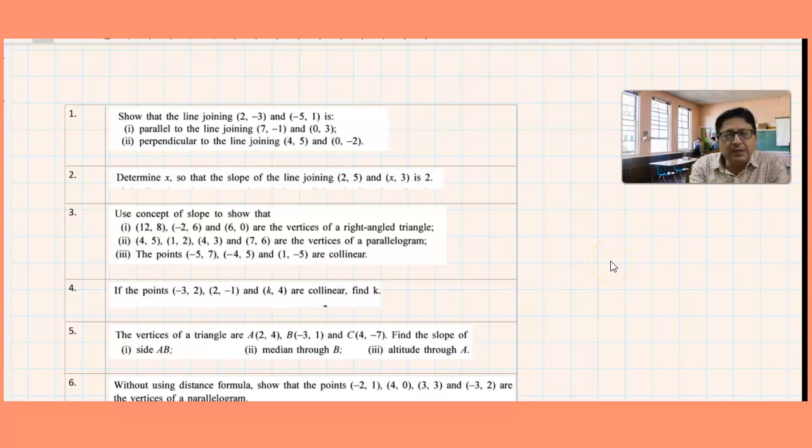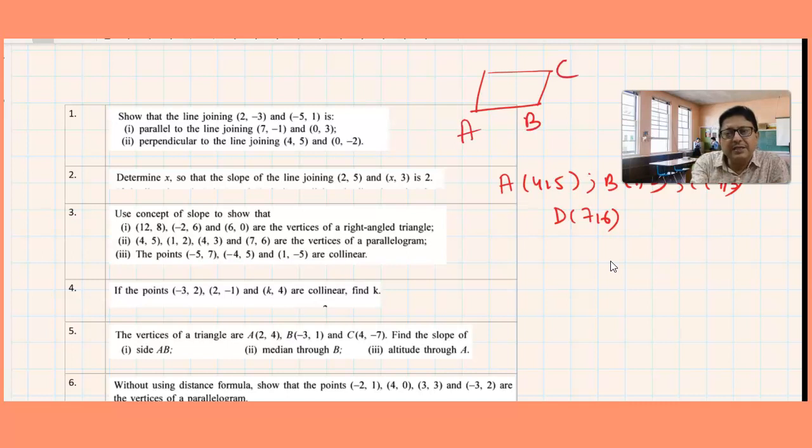Just for this one, you take the first point A as (4, 5), B as (1, 2), C as (4, 3) and D as (7, 6). If there is a parallelogram like this and these are the vertices, you need to prove slope of AB equal to slope of DC and slope of AD equal to slope of BC. If we can prove this, then it's fine.